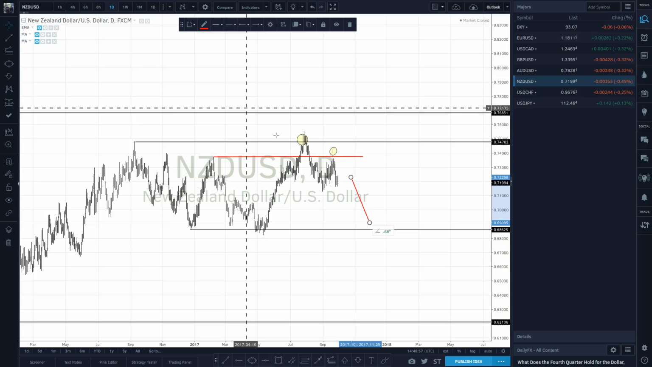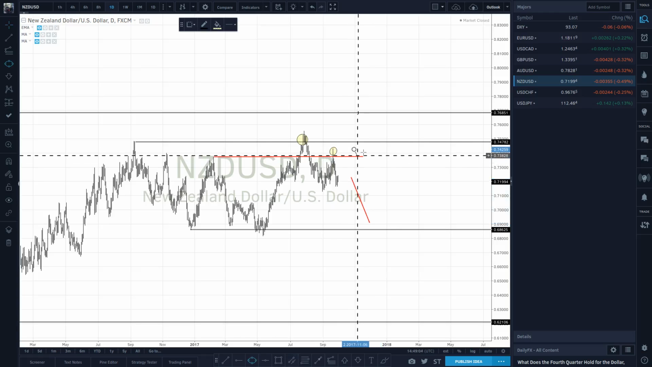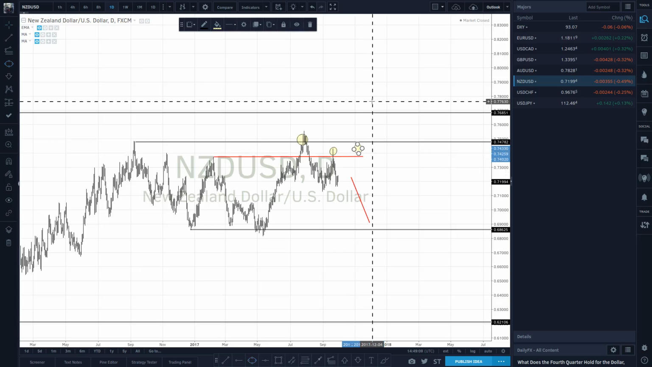I see the New Zealand dollar heading lower. The only thing that will change my bias would be some closes. If we start seeing closes happen in this area, then I'll be bullish the pair.